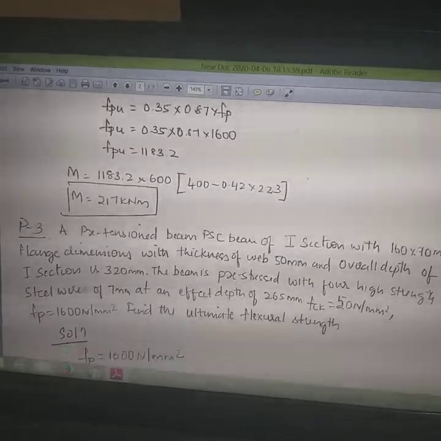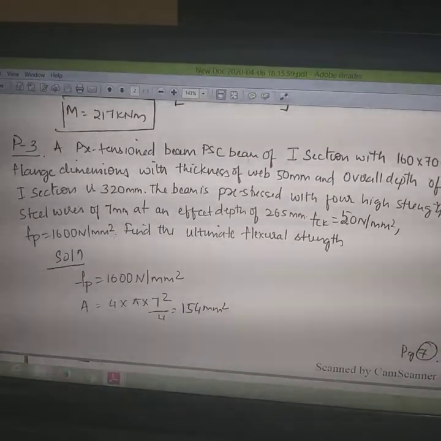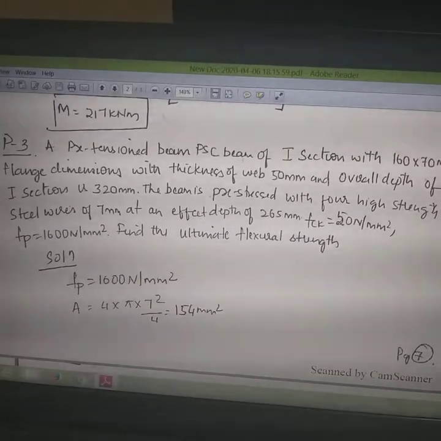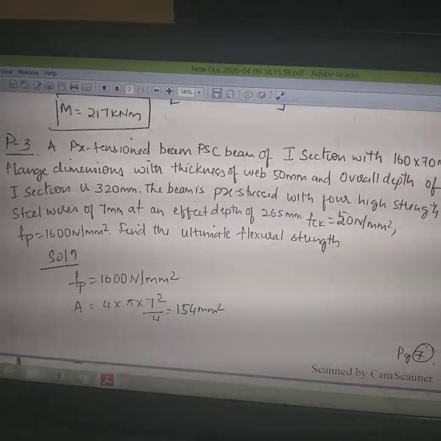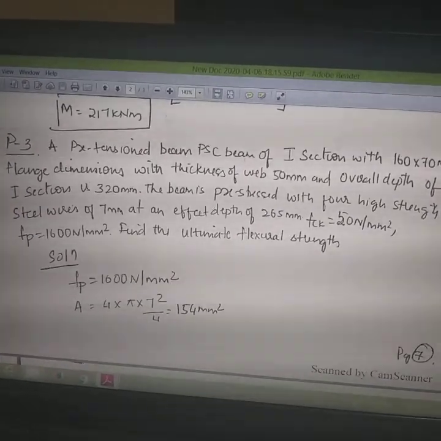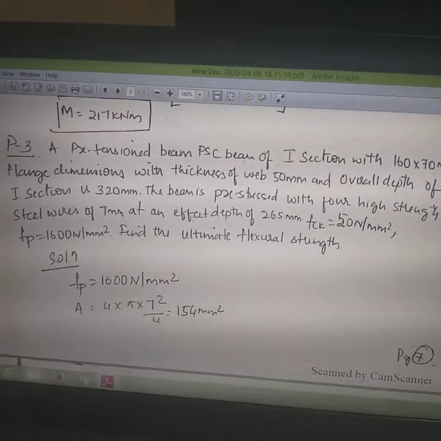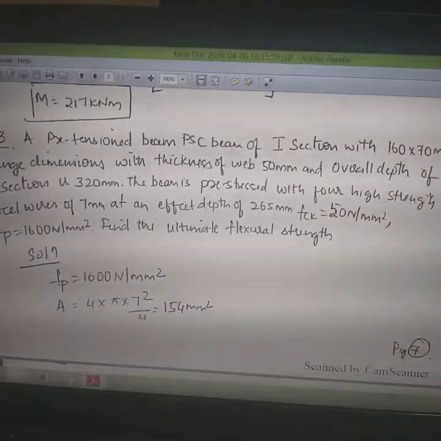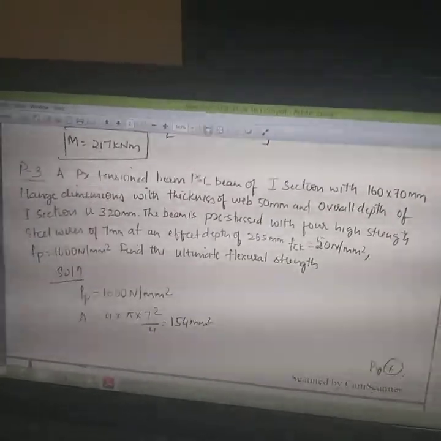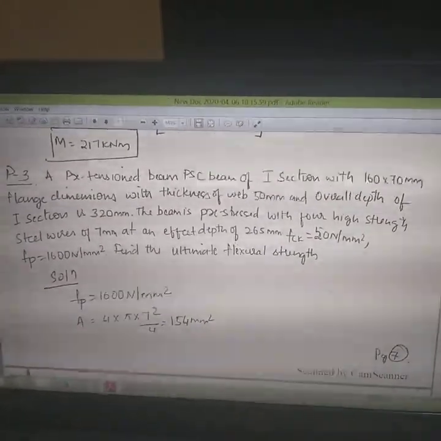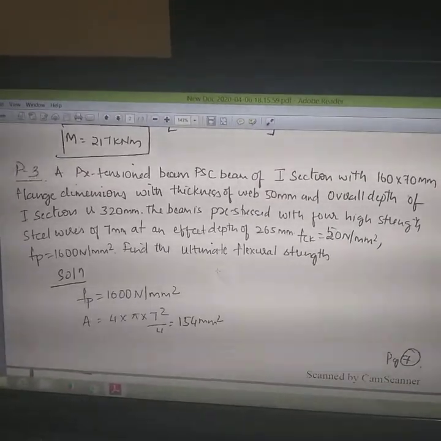Next we shall proceed to problem number 3, flexure. A pre-tensioned PSC beam of I section with a 160 by 70 mm flange dimension, thickness of web 50 mm, and overall depth of the I section is 320 mm. The beam is pre-stressed with 4 high strength steel wires of 7 mm at an effective depth of 265, and FCK, FP is specified. You have to determine the ultimate flexural strength.